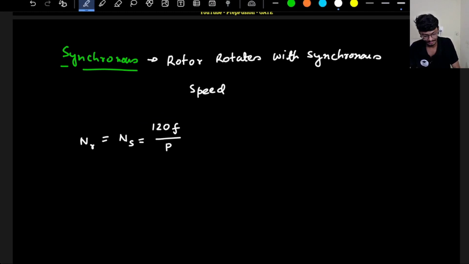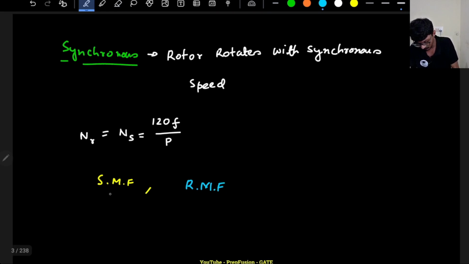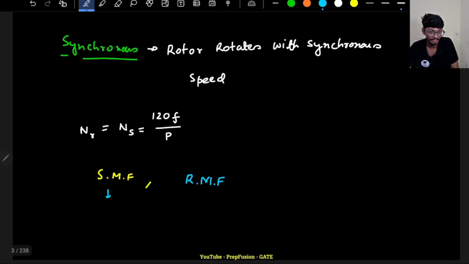Now another point to note here is that there will be two kinds of magnetic field. One will be the stator magnetic field, another will be the rotor magnetic field. What is the speed of the stator magnetic field? The speed of the stator magnetic field with respect to a stationary observer will always be Ns. Now can you tell me what will be the speed of the rotor magnetic field?